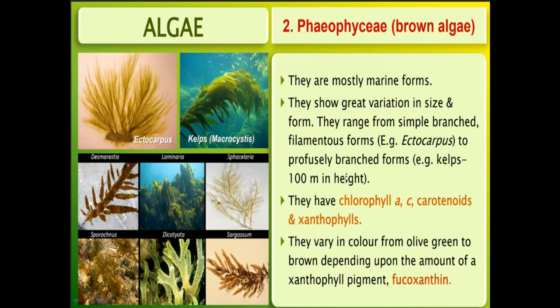kelps. They have chlorophyll a, c, carotenoids, and xanthophyll. So they will have chlorophyll a, chlorophyll c, carotenoids. What will be the color? Orange, because of the word carrot. And xanthophyll. They vary in color from olive green to brown depending upon the amount of the xanthophyll pigment, fucoxanthin. So fucoxanthin pigment gives brown color. You can see some of them are brown because of this pigment fucoxanthin.